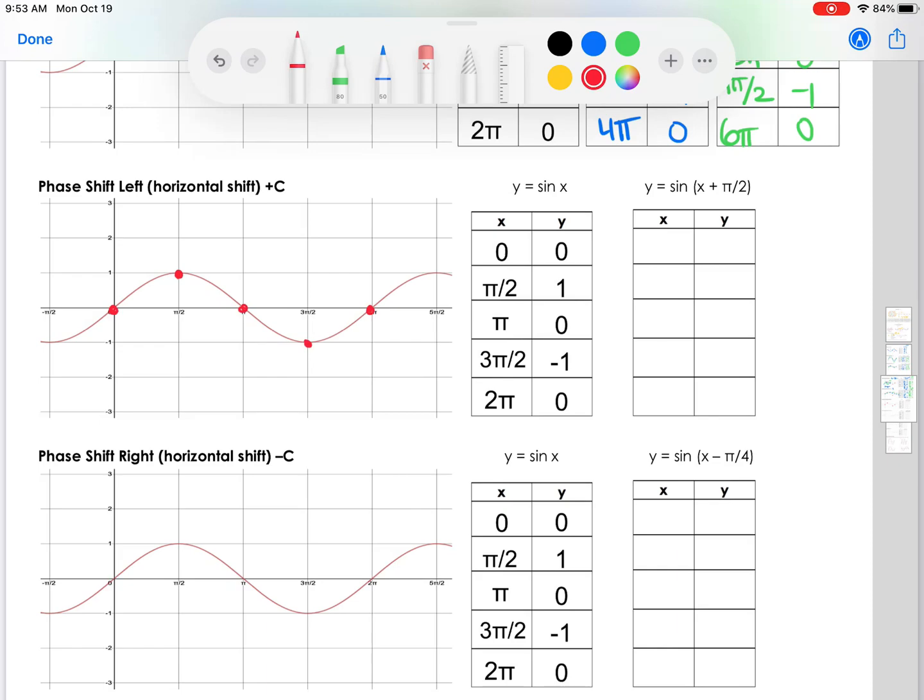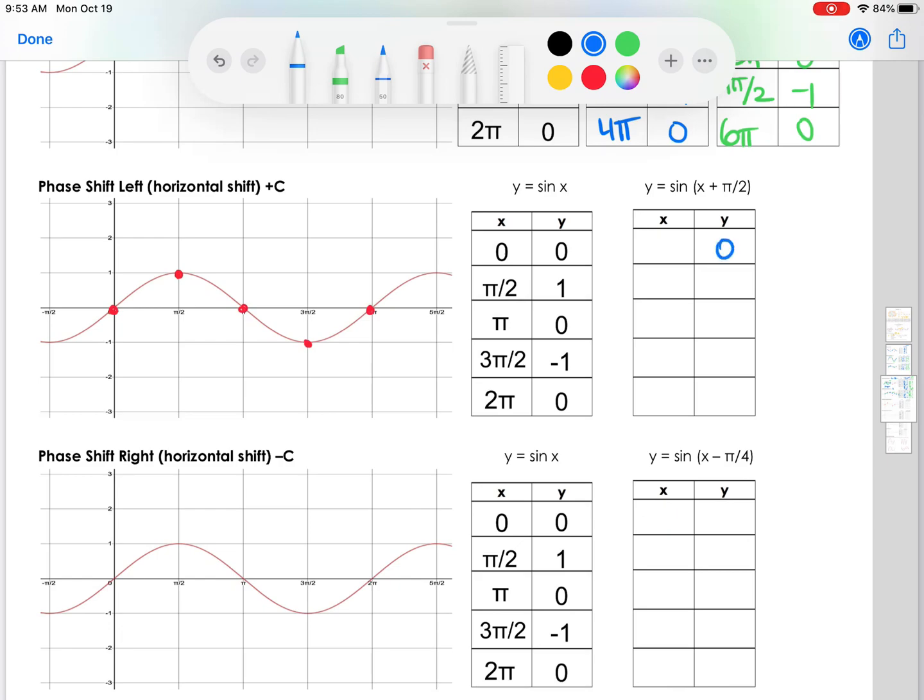So for this next one, we see that we are adding something to the x prior to taking the sine of it. So what this does is move your graph to the left or to the right. When we're adding, it's going to move it to the left. If we were to subtract, it would move it to the right. We call this a phase shift when we're moving to the left or to the right. We're taking our graph and shifting it over.